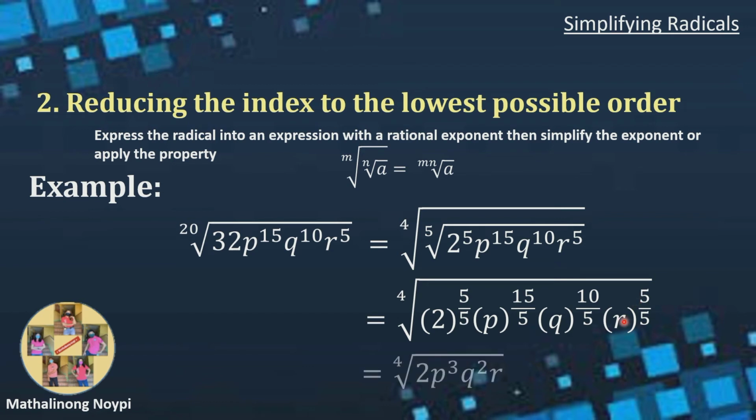So, isi-simplify natin siya. Since ang 5 over 5 is 1, therefore, the exponent of 2 is 1. And then, 15 over 5 is 3. So, therefore, ang exponent ng p ay 3. Then, q, ang 10 over 5 ay 2. So, therefore, that is q squared. And then, r is 5 over 5. So, therefore, that is 1. Now, the simplified form of the given expression is the fourth root of 2p cubed q squared r.